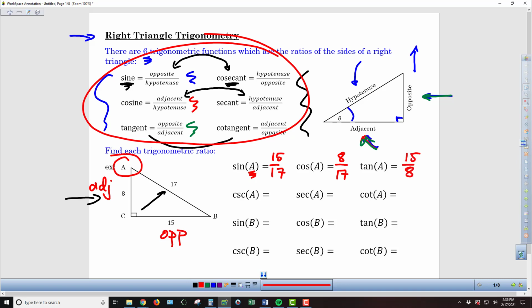And then we're just going to take reciprocals of those for the next 3. So CSC is cosecant, so that's the reciprocal of sine. So we're going to have 17 over 15, hypotenuse over opposite. Secant is the reciprocal of cosine, so that's going to be hypotenuse over adjacent, 17 over 8. And then finally for cotangent, that's the reciprocal of tangent. So instead of opposite over adjacent, we want adjacent over opposite. So we can just flip the answer that's above to 8 over 15.